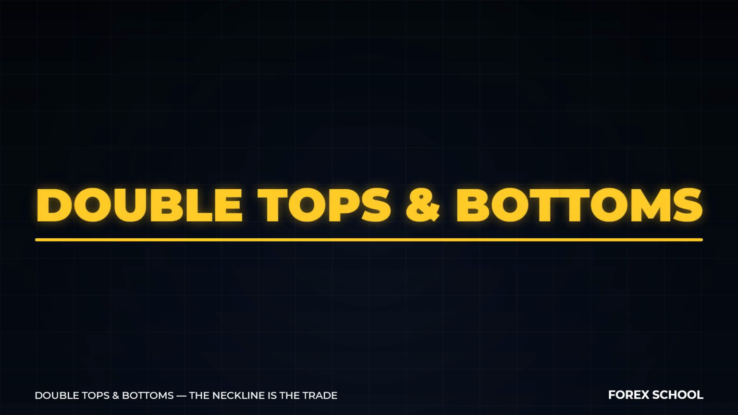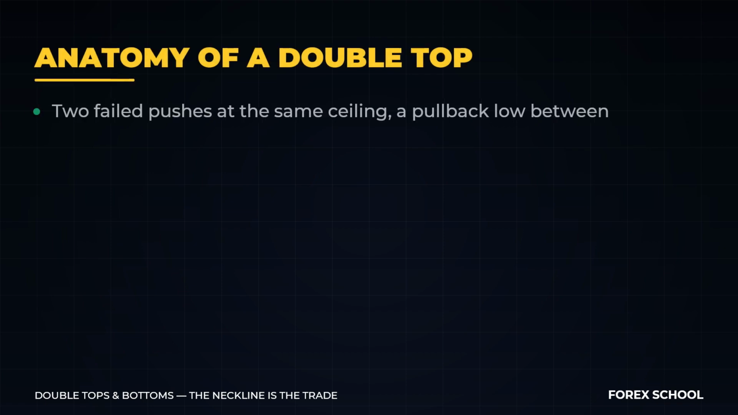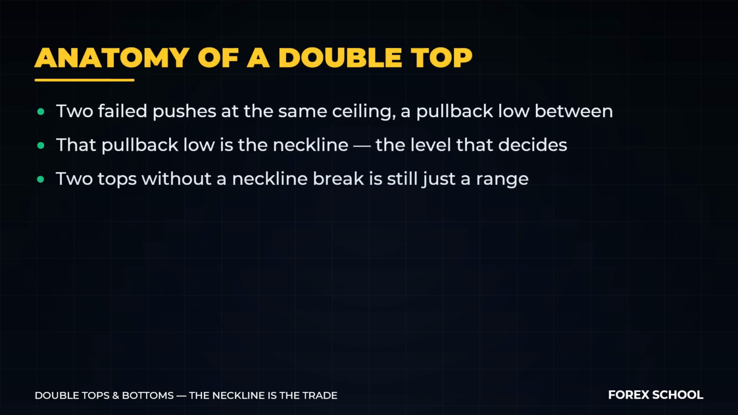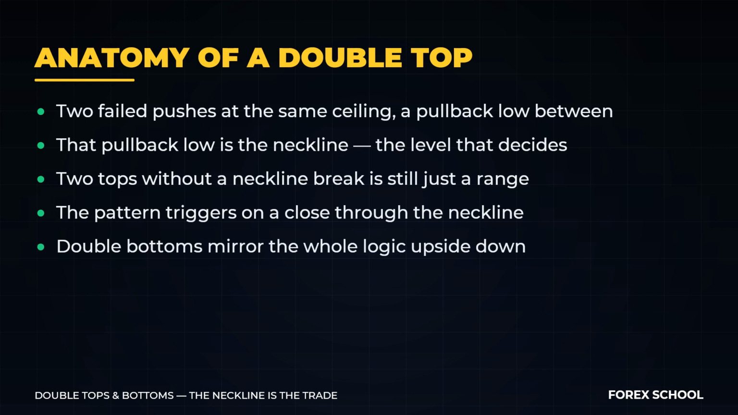First up, the most famous reversal patterns on any chart: double tops and double bottoms, and the neckline that makes them real. The anatomy is simple. Price rallies to a high and gets rejected. That's the first top. It pulls back, and the low of that pullback matters enormously. We call it the neckline.